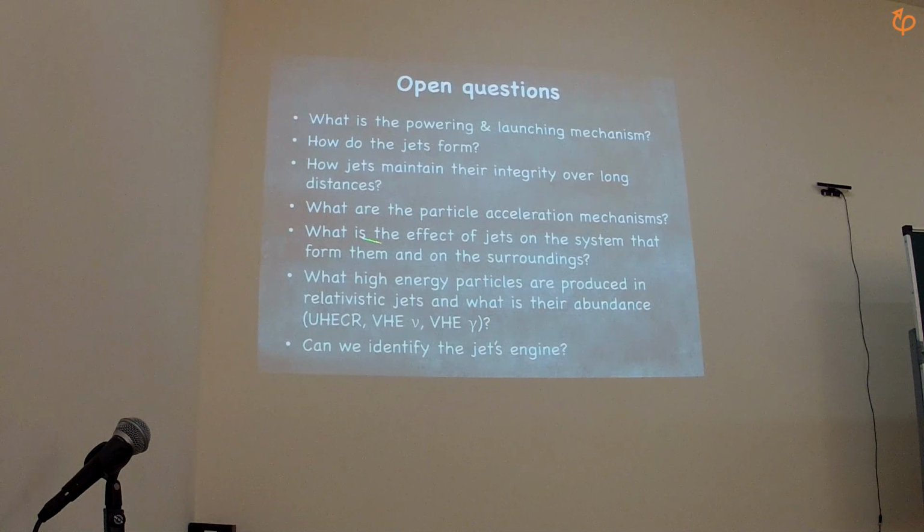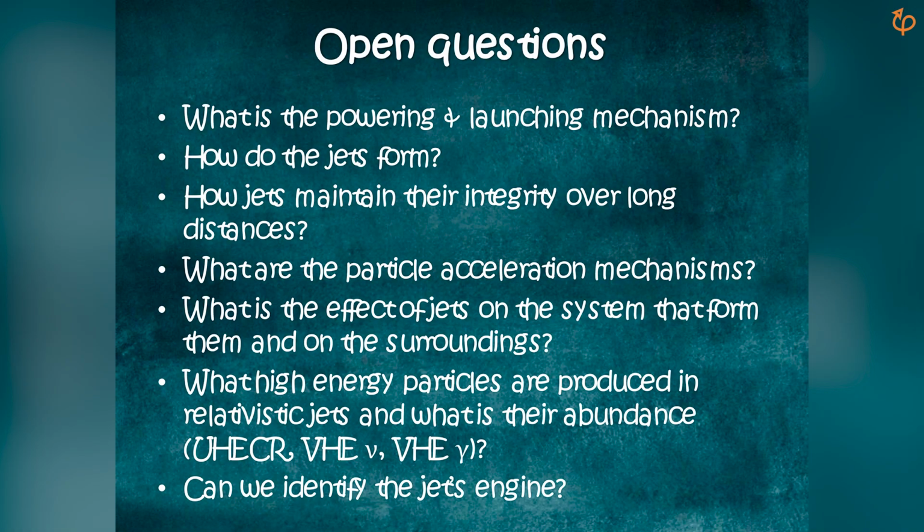What are the particle acceleration mechanisms in the jet? I told you that the jets are very powerful accelerators and they accelerate ultra-high energy cosmic rays, but how do they do that? We have ideas, but we don't have a definite answer. Are there other high energy particles that are created in jets, for example neutrinos or very high energy photons that we see? Are they created in jets too? We don't know that.